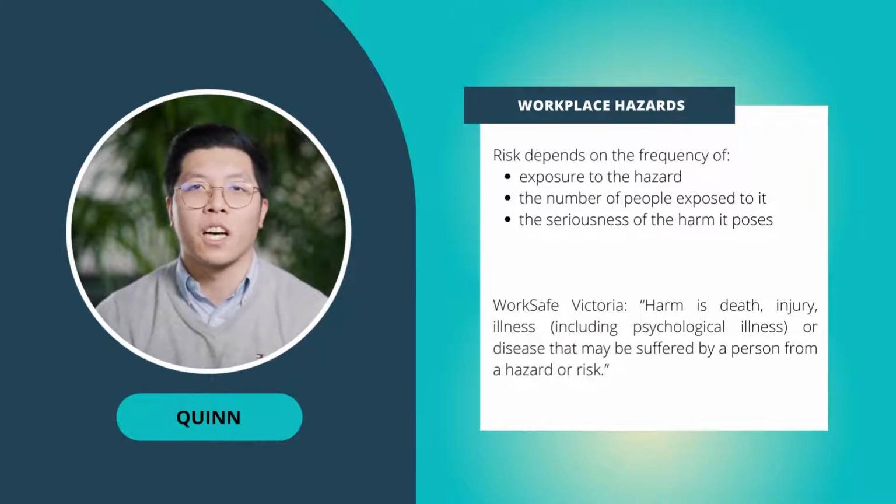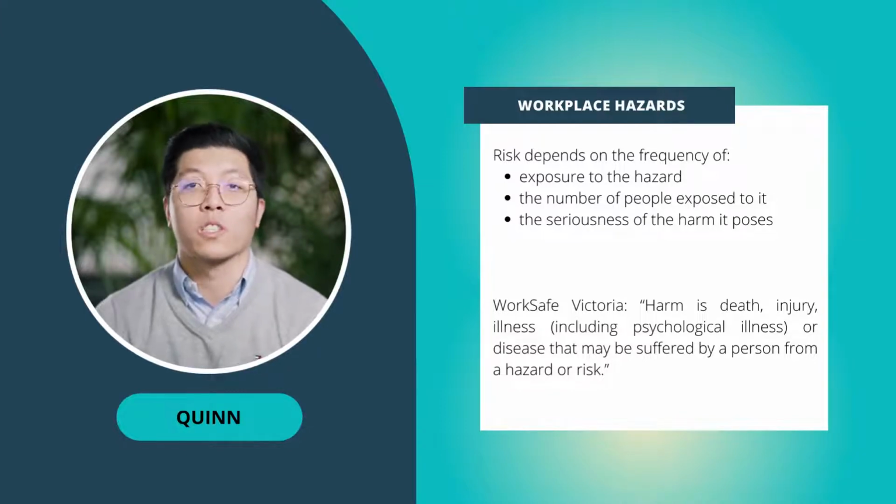WorkSafe Victoria defines harm as death, injury, illness, and it also includes psychological illness or disease that may be suffered by a person from a hazard or risk. Being able to identify and know how to control hazards and risks is important for all workers to carry out their duty of care under the OH&S Act.